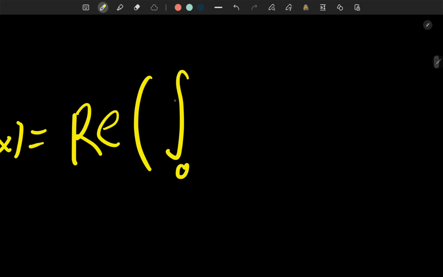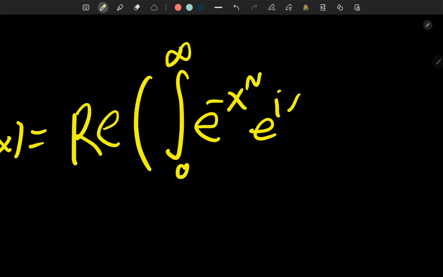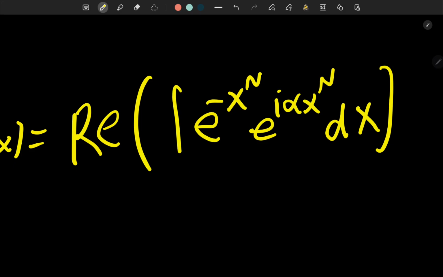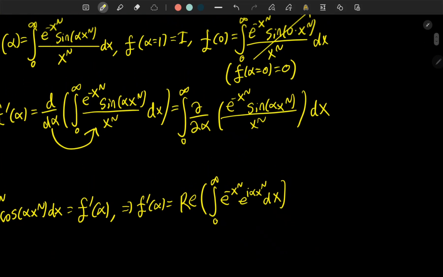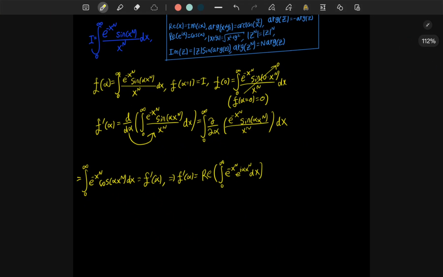of the integral from 0 to infinity of e to the negative x to the n, e to the I alpha x to the n. I hope you see where this comes from, because if we take the real part of e to the I times some angle, theta in this case, that would be the cosine of the same angle theta. So in this case, our angle theta would be alpha x to the n. There we go. It is here. Okay, this is very nice.